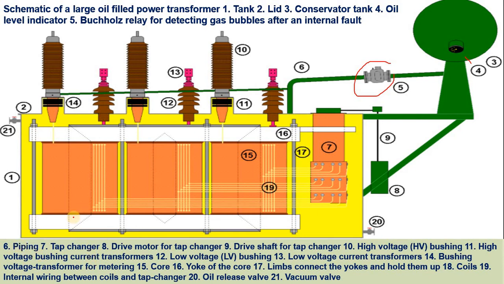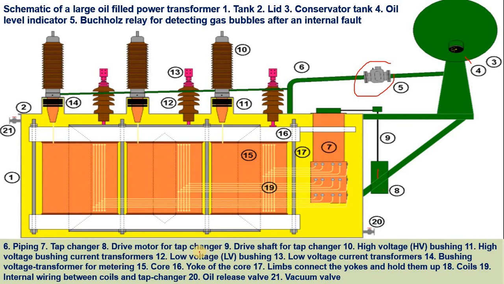Next is the piping, which you can see here. Number 7 is the tap changer, this assembly. Then next is the drive motor for the tap changer, number 8, the drive motor you can see here. Then next is the drive shaft for the tap changer. This is the shaft, and this tap changer will move. These are the conductors of the tap changer.